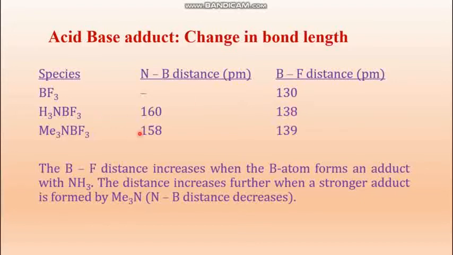On the other hand, the bond distance between the acid and base molecule, that is the bond between nitrogen and boron, gets shortened on stronger adduct formation. Thus the B-F distance increases when the boron atom forms an adduct with ammonia. The distance increases further when a stronger adduct is formed by trimethylamine. That means the nitrogen-boron bond distance decreases. It was 160 picometer, and it has decreased by 2 picometer here.